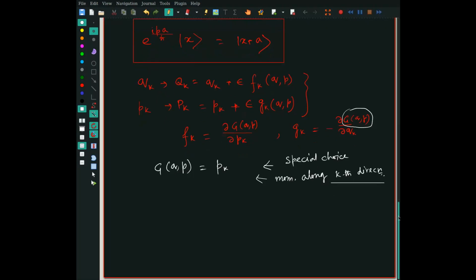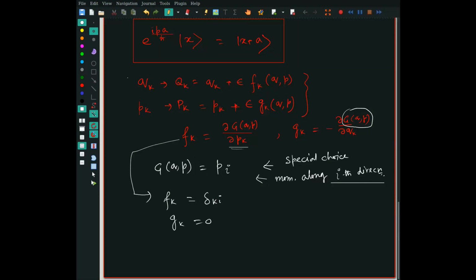Okay. If that is true, then from this relation, F_k equals ∂G/∂p_k. Let me not write p_k; let me write p_i, the ith direction, because I have been taking the derivative in this. Then my F_k will just be δ_ki, and G_k will be 0, right? Because if you take the derivative with respect to p_k, ∂p_i/∂p_k is δ_ki, and this is equal to 0.